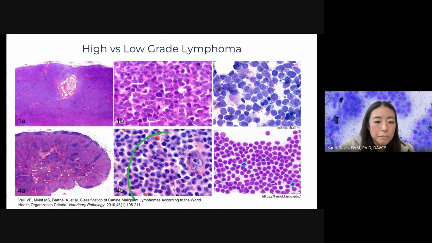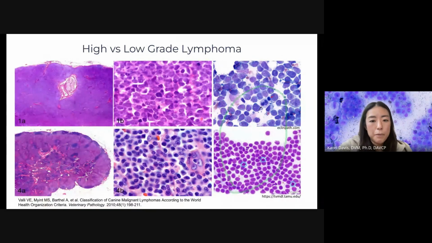The bottom middle figure is the low-grade lymphoma. Here, compared to this red blood cell, the size of the neoplastic cells is pretty similar. So these lymphocytes are not large. They are small to maybe intermediate in size. The chromatin is coarse, so their nucleus stains darker, and we don't really see prominent nucleoli in these neoplastic cells. And the figures on the right are the cytology.